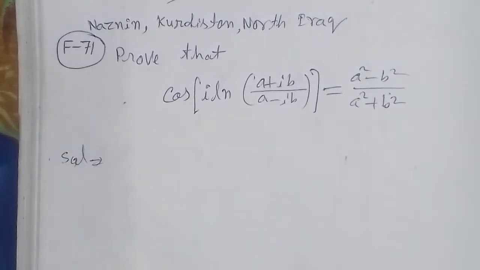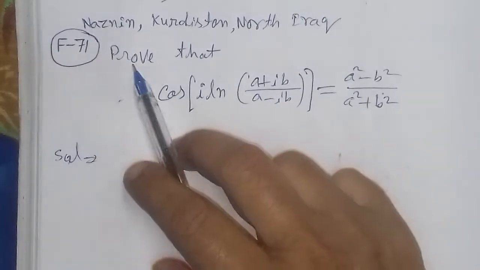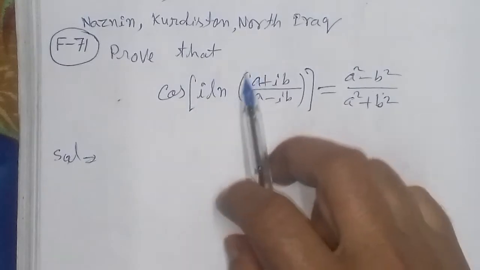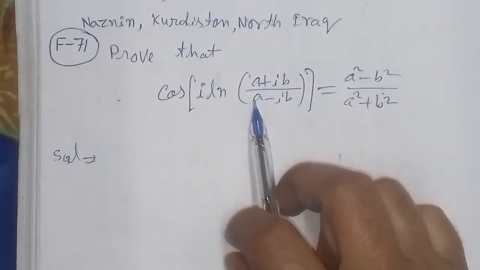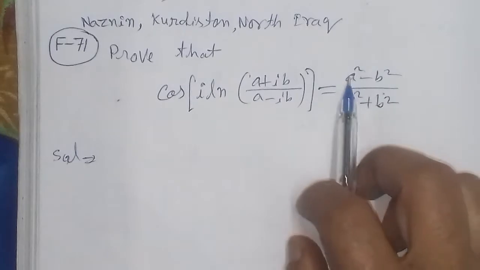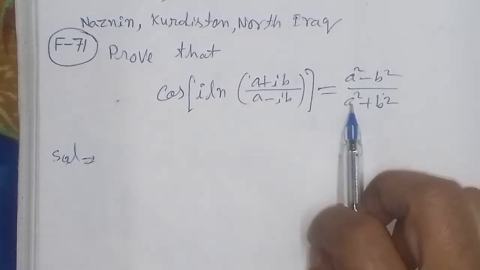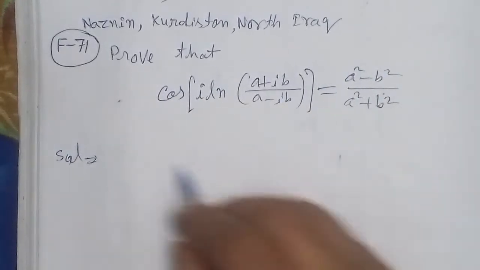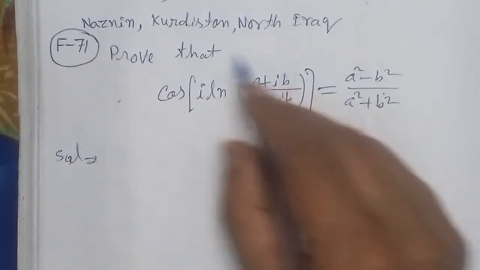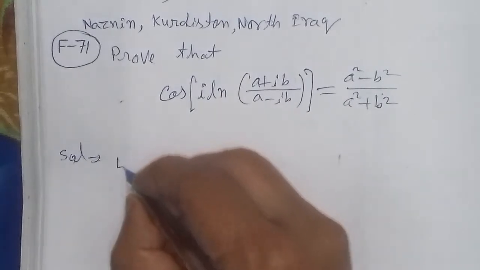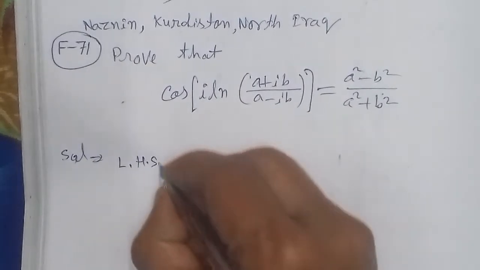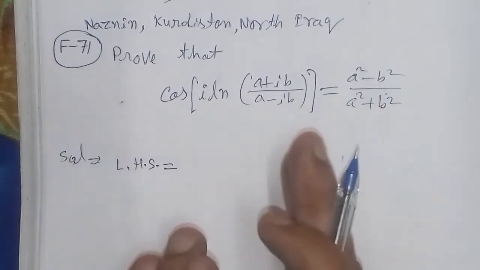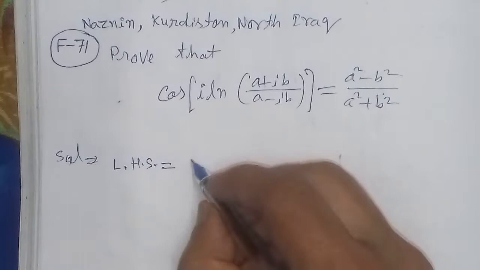This problem is related to trigonometry. Prove that cos of i ln((a + ib)/(a − ib)) equals (a² − b²)/(a² + b²). We have to prove this equation. So we first take the left-hand side, and by solving we go to the right-hand side.